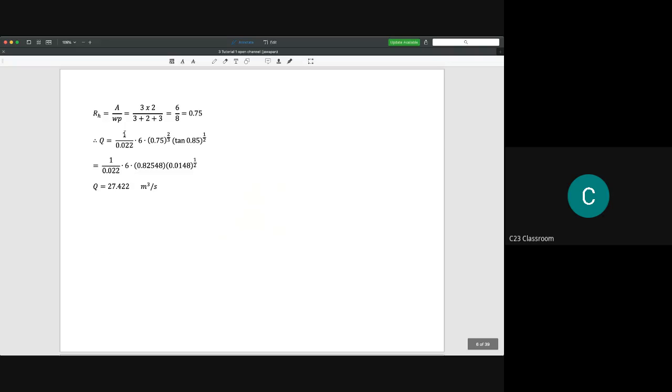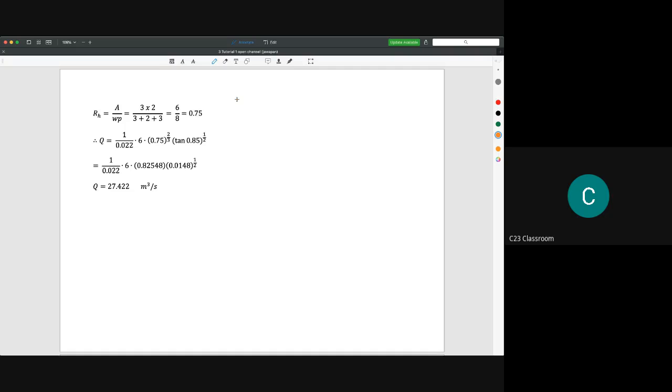To calculate the hydraulic radius, the idea is cross-section area divided by the wetted perimeter. The cross-section area is 3 times 2. So this is not x, it is a multiply. Then we get the hydraulic radius as 0.75, and we substitute in this equation, so we get the flow rate equal to 27.422 meter cube per second. Here, because our slope is 0.85 degree, we need to calculate the tangent of that angle.